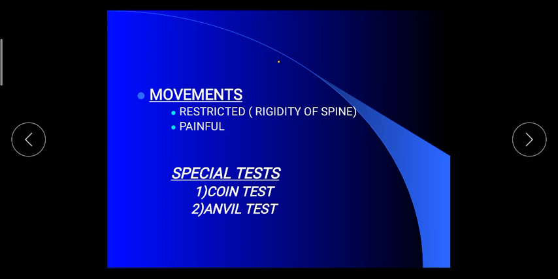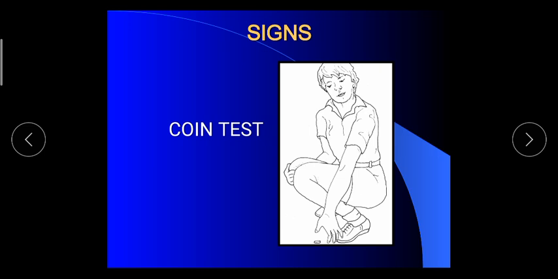Then coming to movements, they will be restricted, that is, the spine has become rigid and painful. Special tests are the coin test and the anvil test. Coin test: put a coin on the ground and tell the patient to lift it. A normal person will bend his spine and get it, whereas a patient with TB spine will keep his back straight and bend his legs and take the coin.